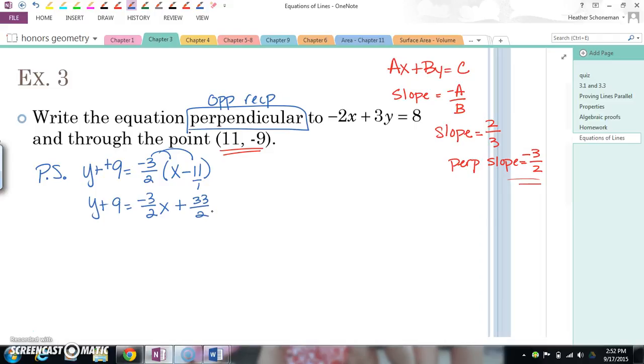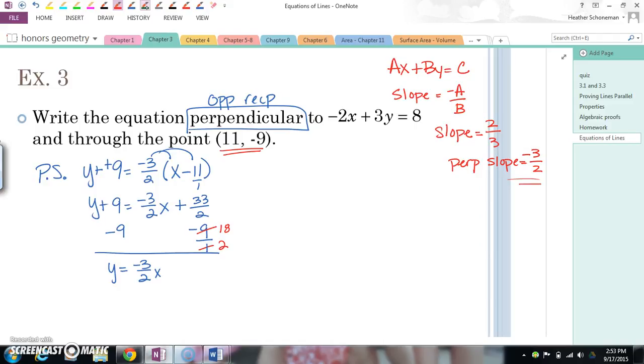Okay, to finish getting it in slope-intercept form, we're going to subtract 9 from both sides. So we get y equals negative 3/2 x. Oh, what's this going to be? Well, 9 has a denominator of 1 right now, but we need a common denominator, so I'll make that a 2, and that makes that an 18. So now we have to subtract them.